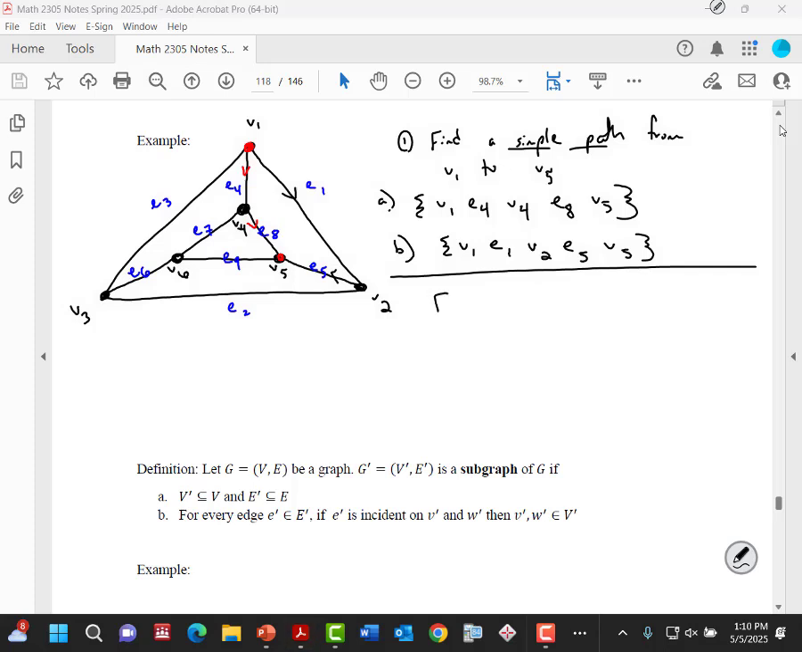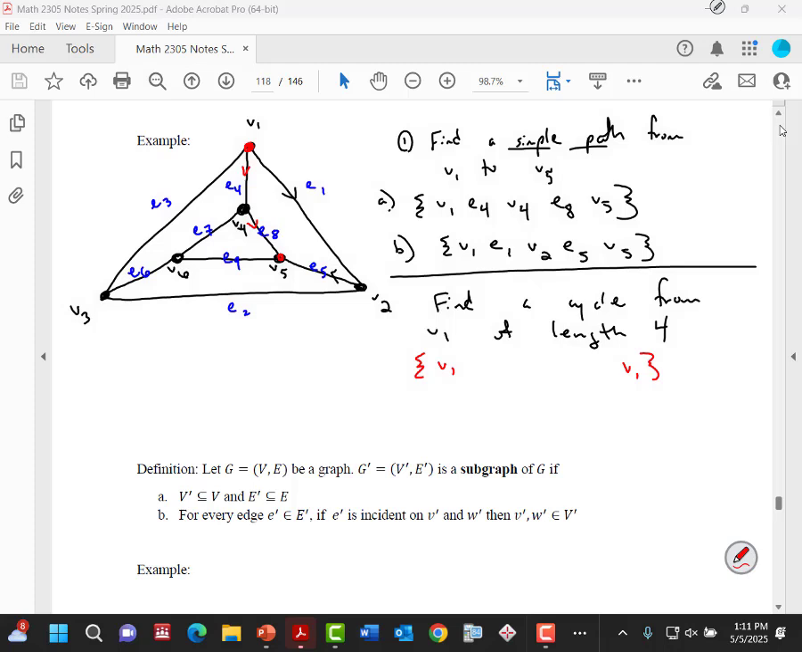Let us find a cycle from V1 of length 4. So all this is saying is I wish to start at V1. I wish to end at V1. And I want the length of this cycle to have 4 edges. So let's take a look.